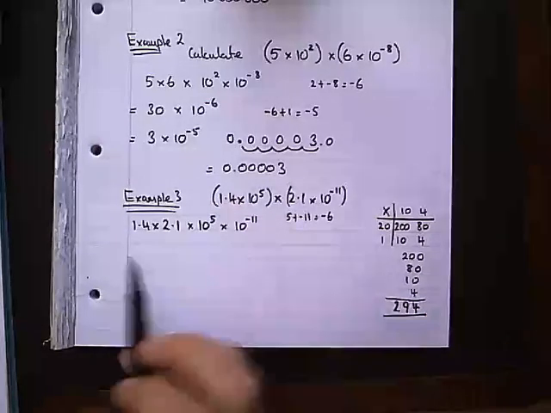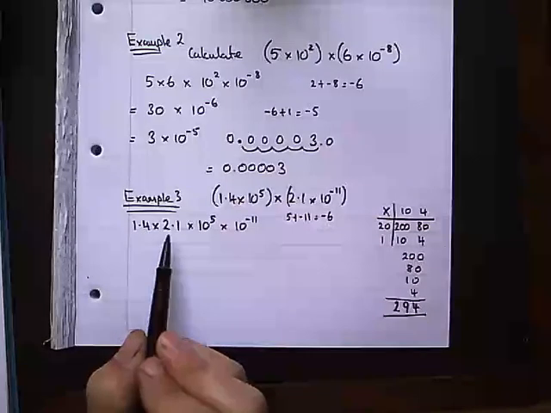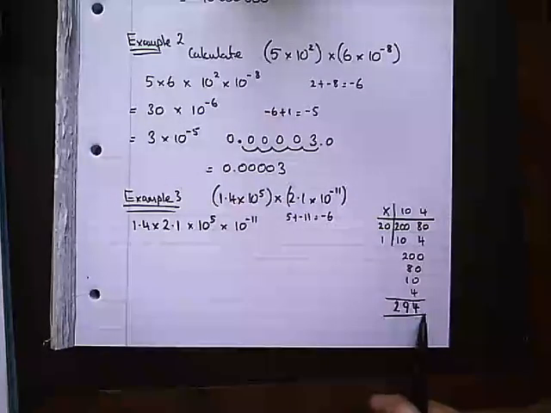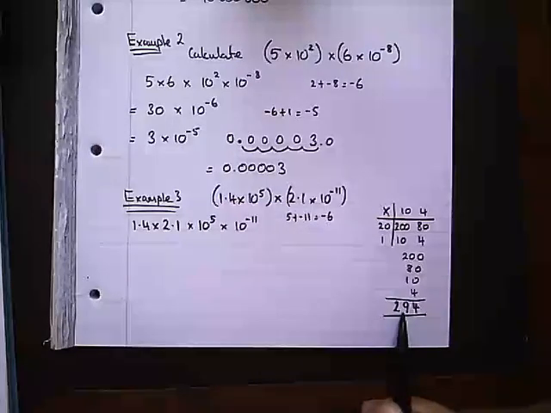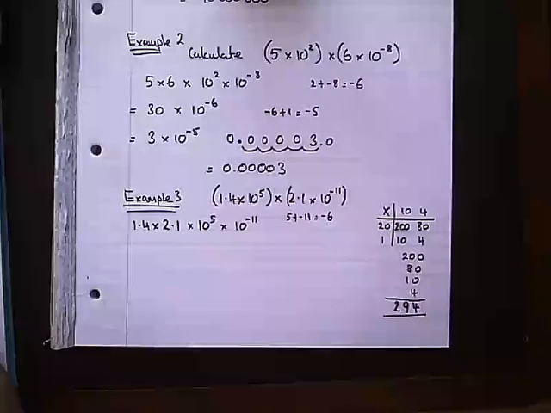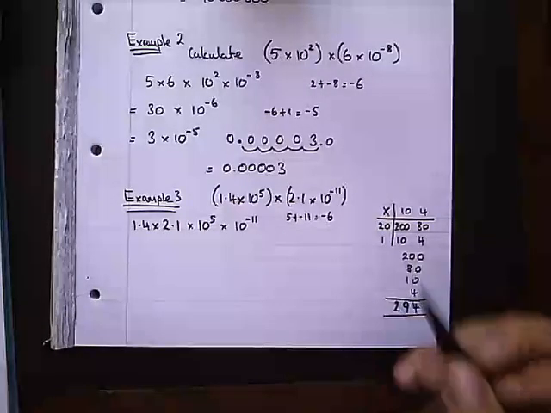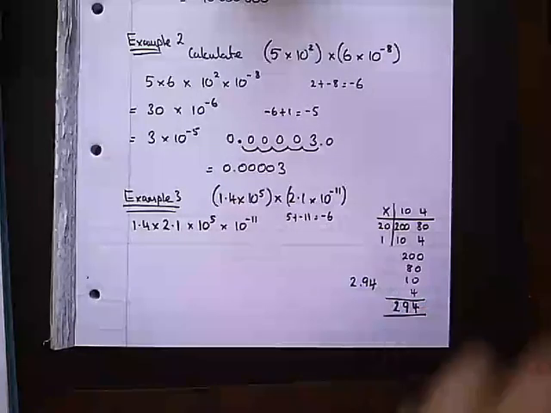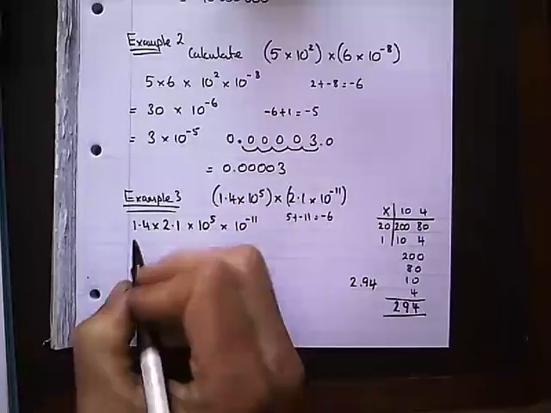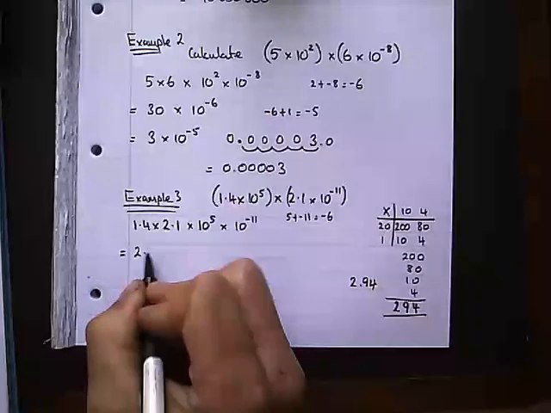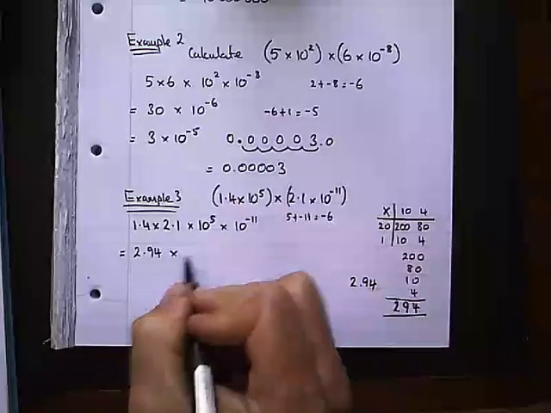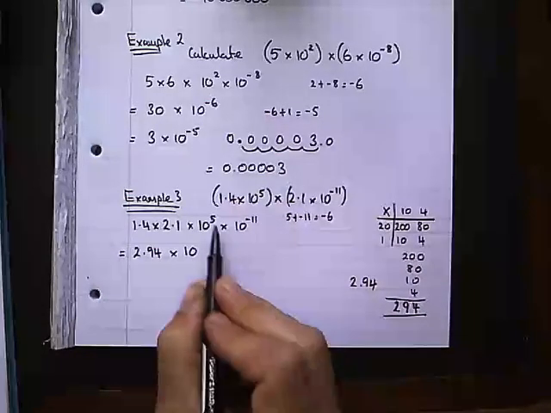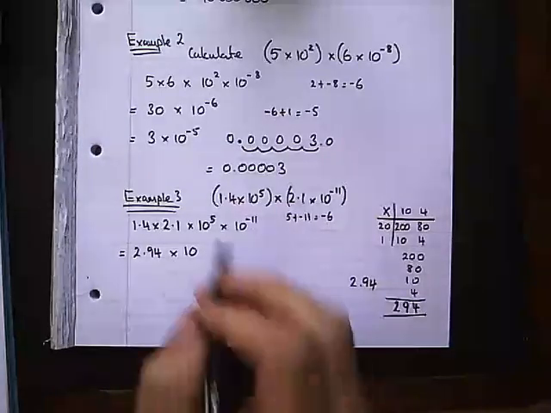Right, there are 2 numbers after my decimal point, so I'm going to have to make sure there's 2 numbers after the decimal point. So the 4 and the 9 are going to be after the decimal point, so therefore the decimal point is going to go in between the 2 and the 9. So what we've got is 2.94. Okay, so we've got here 2.94 times by 10, and remember 5 plus minus 11 is minus 6.